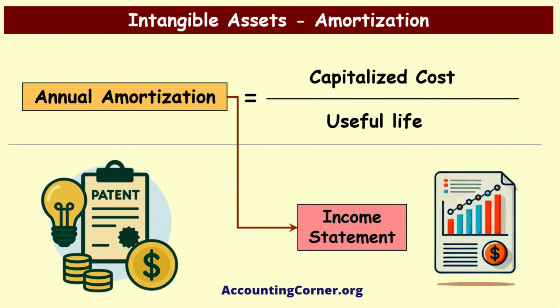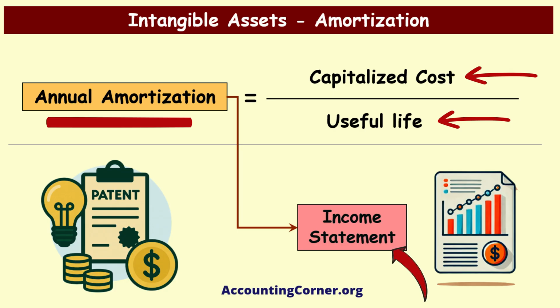In order to calculate patent amortization, we need to know its cost basis for amortization. Such cost is also called capitalized cost. And we need to know useful life of the patent. Once we know the capitalized cost and the useful life, calculating annual amortization is straightforward. We simply divide the capitalized cost by the useful life of the patent. This gives us the annual amortization expense, which will be recorded in the income statement each year. Usually the straight-line method of amortization is used.